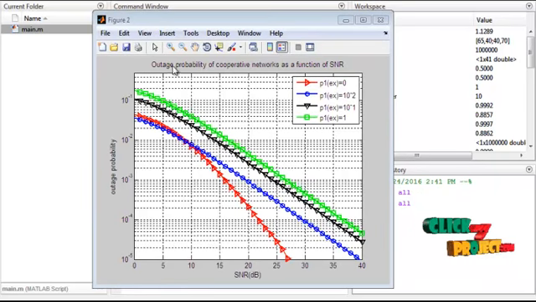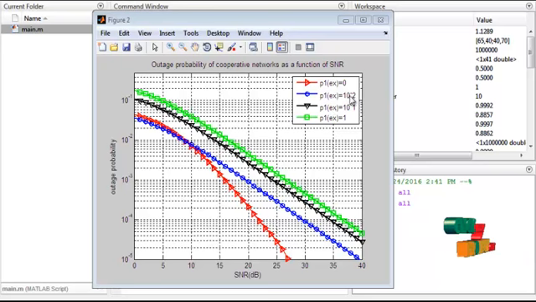In this figure, the outage probability of cooperative networks is shown as a function of SNR, the signal to noise ratio. On the x-axis we have the signal to noise ratio in dB, and the y-axis is the outage probability. The red line is for P1 with EX, where the energy exaggerated is 0.